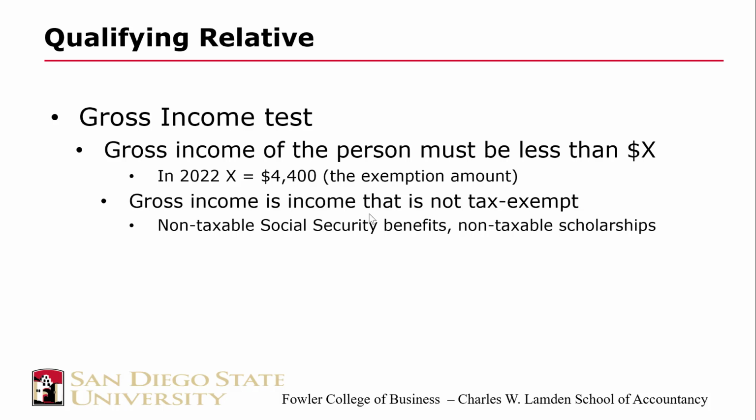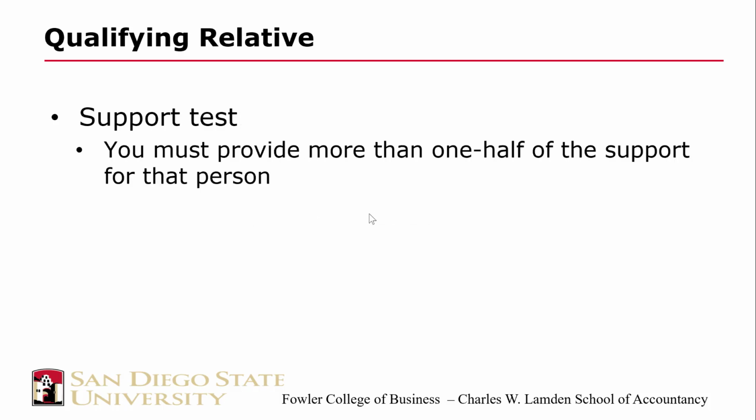So gross income is income that is not tax exempt. So for example, you get to exclude non-taxable Social Security benefits and a non-taxable scholarship. Otherwise, you could get into a situation where you're trying to claim an adult who may be under the support test. If that taxable scholarship would be included, they might fail. Well, you don't have to include non-taxable scholarships. Or you're trying to claim a parent and they receive Social Security benefits, but they're fairly modest, so they're non-taxable. Boom, you get to exclude that from the gross income test as well.